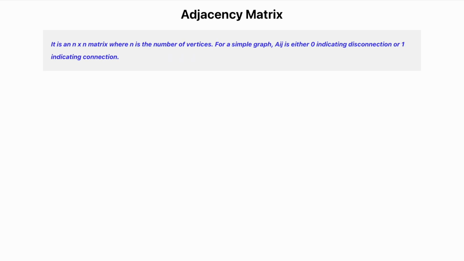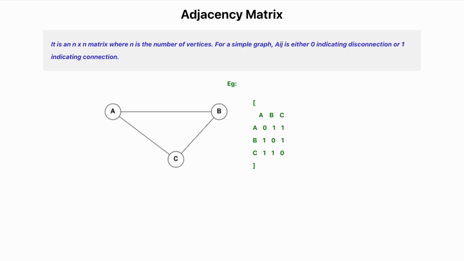Adjacency matrix. It is an n by n matrix where n is the number of vertices. For a simple graph, Aij is either 0 indicating disconnection or 1 indicating connection. For example, this is the adjacency matrix for this graph. If there is an edge between two vertices, then its value in the matrix is 1, otherwise 0.